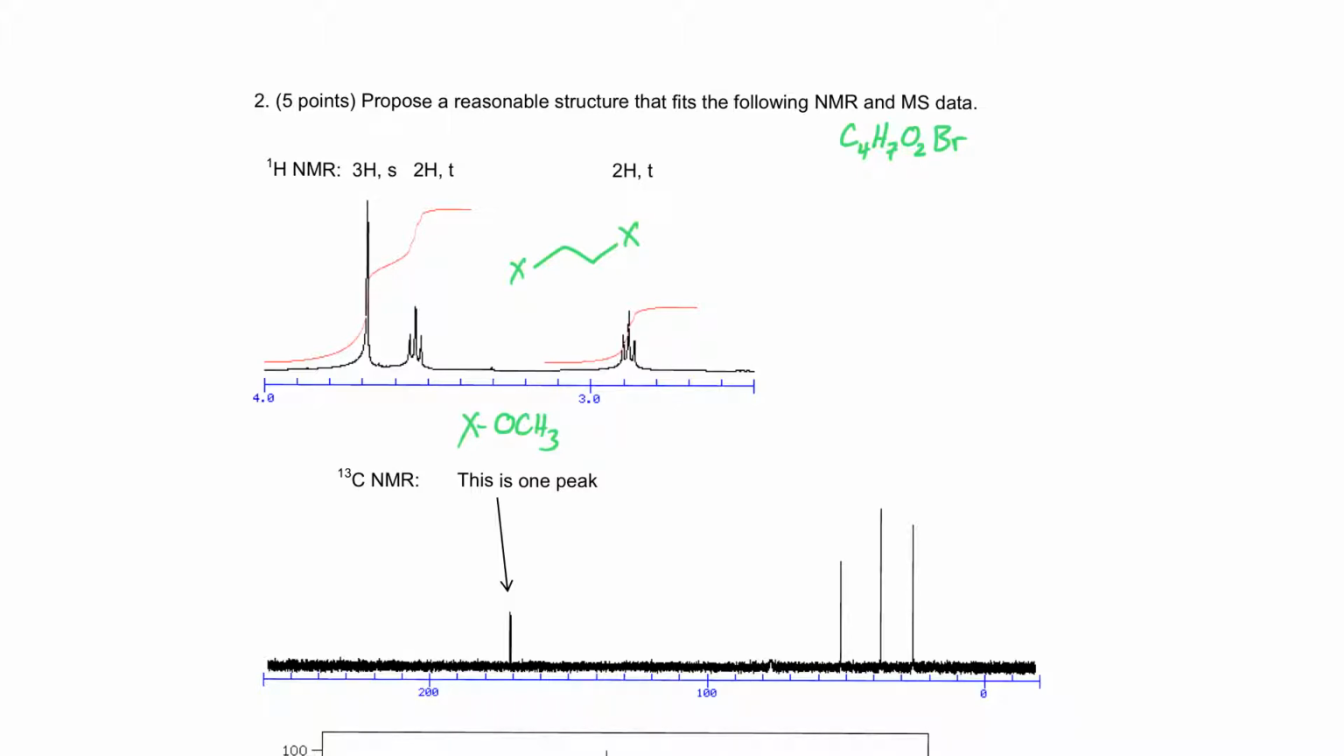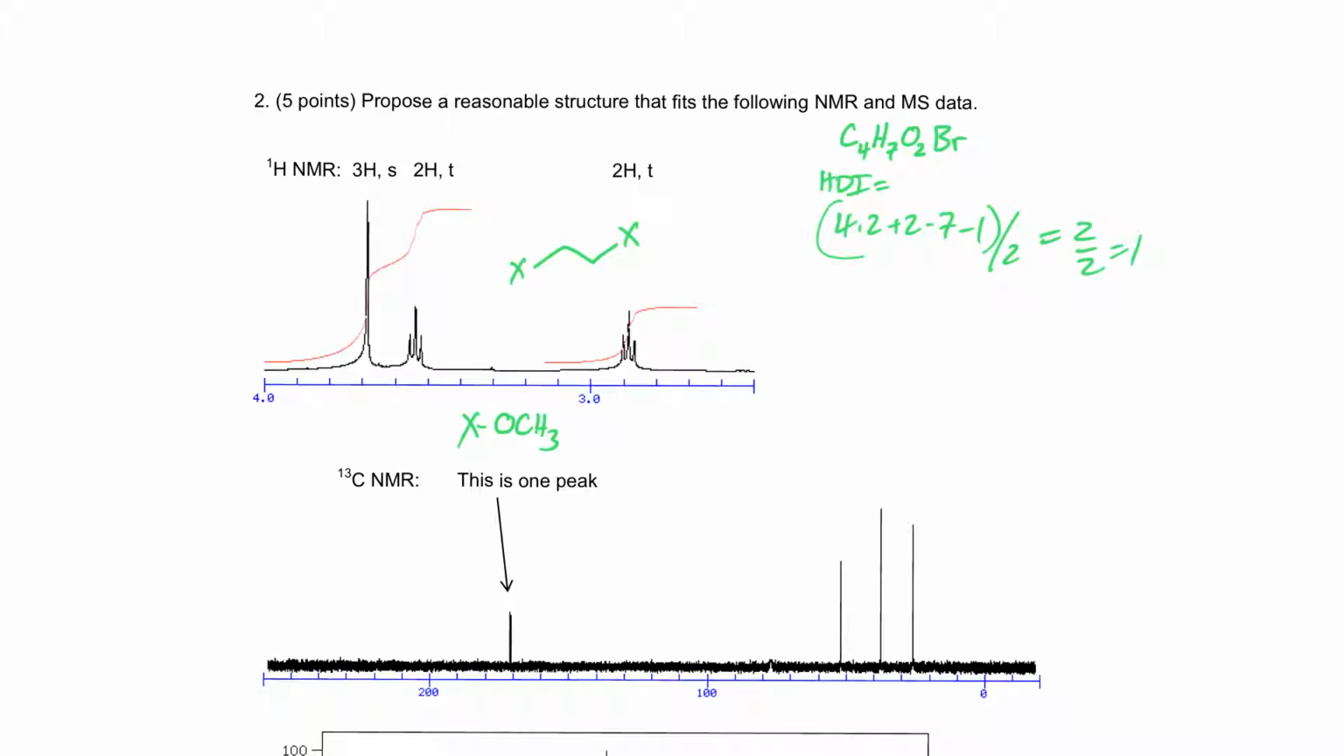Another thing when we have the formula is to calculate HDI, so let's go ahead and do that. That's 4 times 2 plus 2 minus 7 hydrogens minus 1 bromine, all divided by 2. And that equals 8 plus 2 is 10, minus 8 is 2. 2 over 2 is 1. So I have a ring or a double bond.